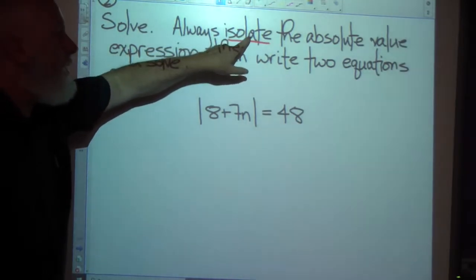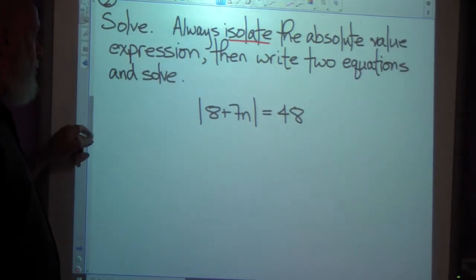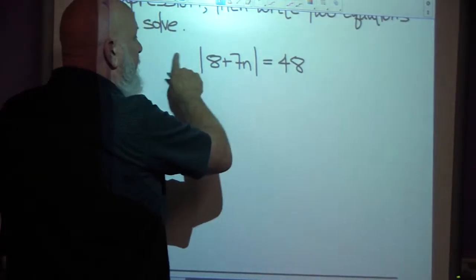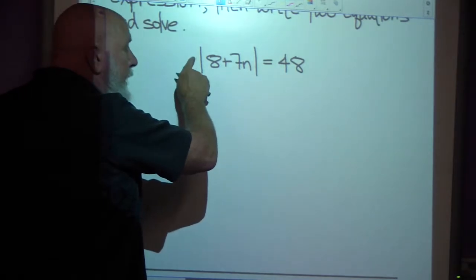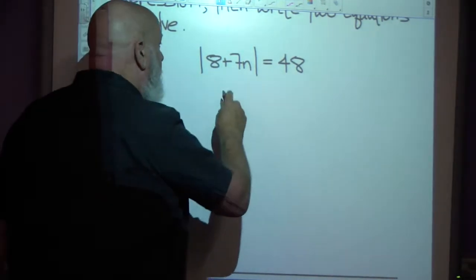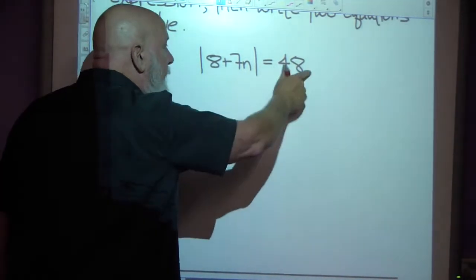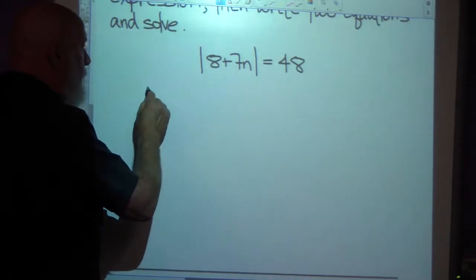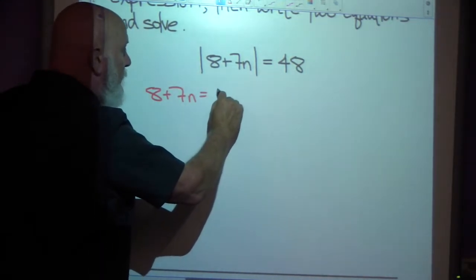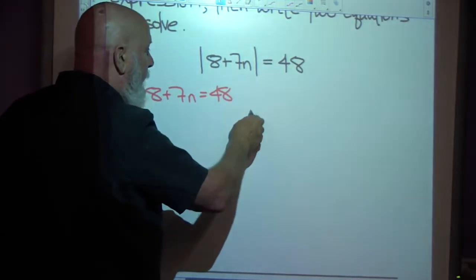Solve. Always isolate the absolute value expression, then write two equations and solve. So I look at this absolute value expression. It doesn't have anything added to it out here or anything multiplied by it, so it's already isolated. Now I can write my two equations and solve. The first equation looks just like this without absolute value symbols. 8 plus 7n could be equal to 48, because if I take the absolute value of 48, I get 48.